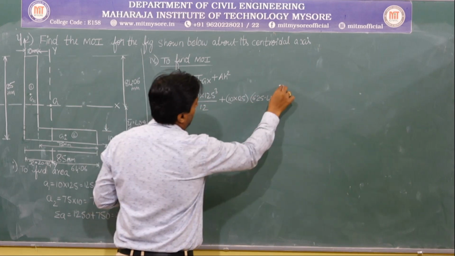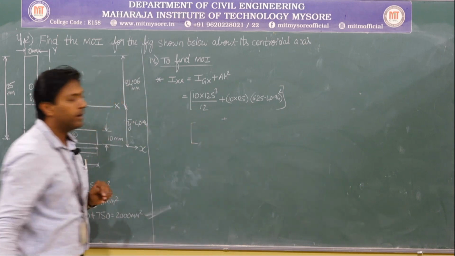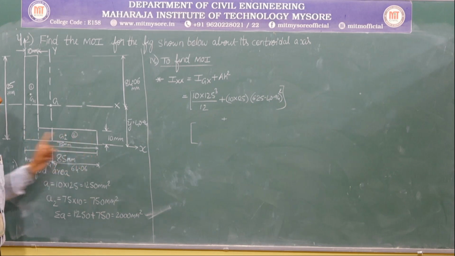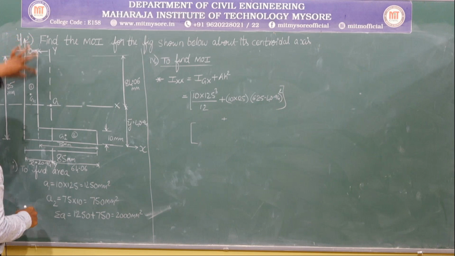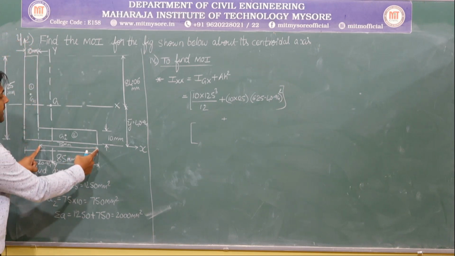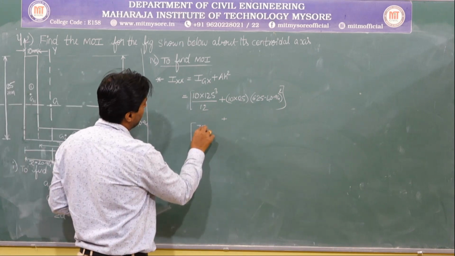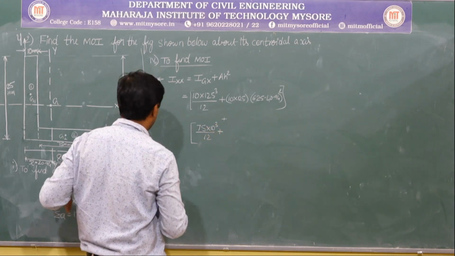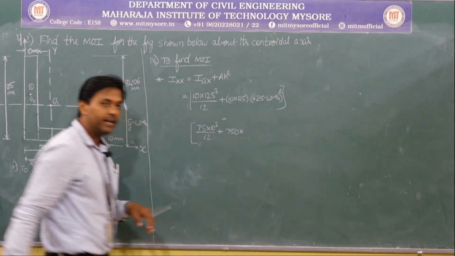So next we have one more. So plus, we have one more. Again it is BD cube by 12. What is B? 75. Don't take it as 85, because I have taken this particular diagram in the first diagram itself. So it is BD cube, 75 into 10 cube by 12 plus area is 750 into, what is that H square?